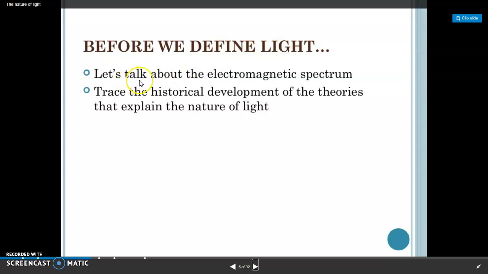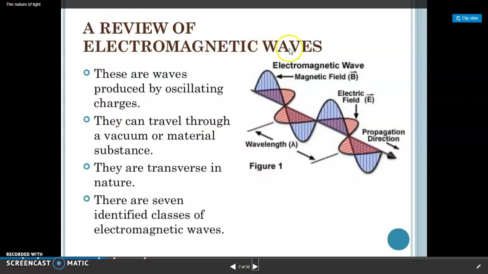Before we define light, let's talk about the electromagnetic spectrum and trace the historical development of the theories that explain the nature of light. A review of electromagnetic waves: these are waves produced by oscillating charges. These are the oscillating charges, these are the wavelengths, and this is the propagation of the light, the electric field, and the electromagnetic wave. They can travel through a vacuum or material substance. They are transverse in nature.